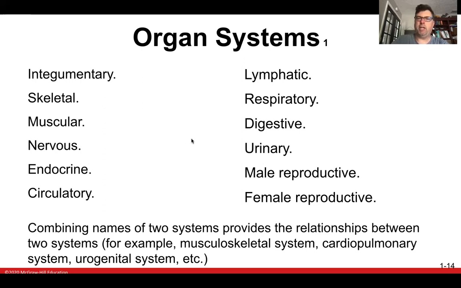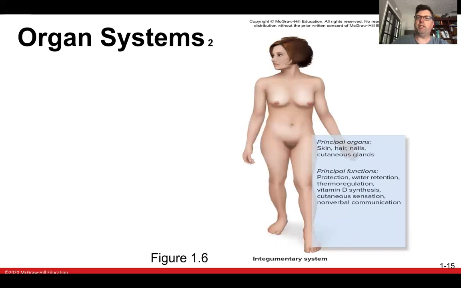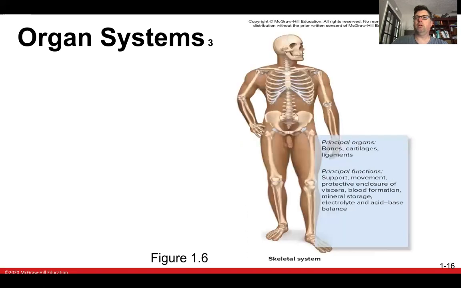I've got a couple of examples here. We've got the integumentary system, for example, the skin, most of your outer coverings. And then we've got the skeletal systems, bones, cartilages, ligaments, etc. And again, since we'll be looking at these in more detail, I'm going to skip over them right now, but we will be back to discuss them in much more detail.